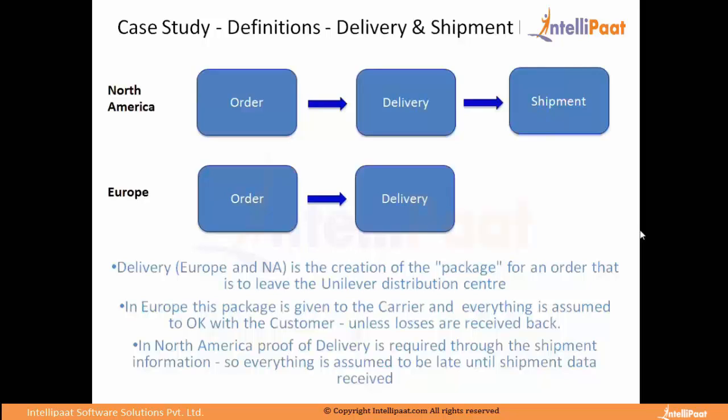I'm just trying to show you a business case. In Europe and North America, the creation of a package for an order, for example, says to leave the distribution center. In Europe, this package is given to the carrier and everything is assumed to be okay, unless complaints are received from the customer. In North America, proof of delivery is required through the shipment information. So for the same company, the process of delivery and shipment is different in different geographic regions.